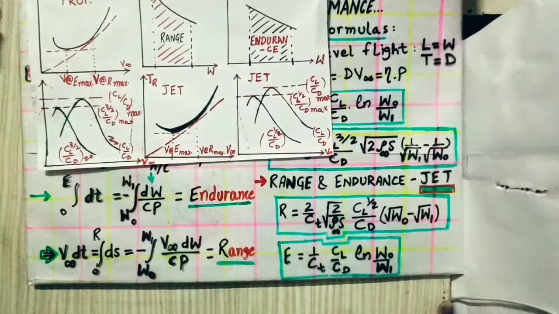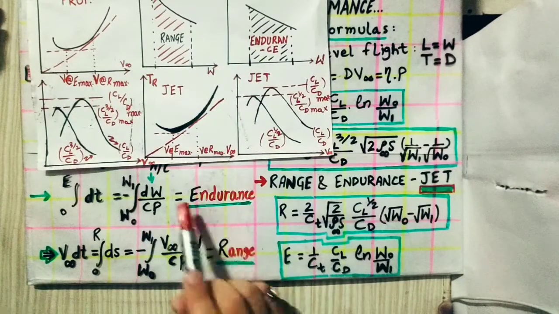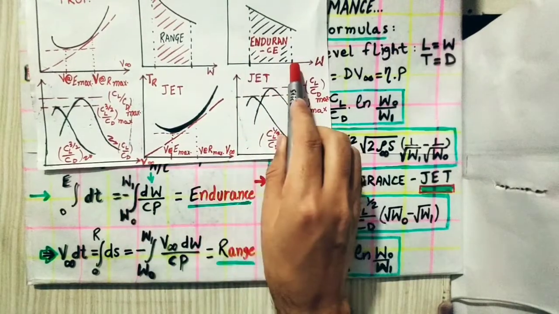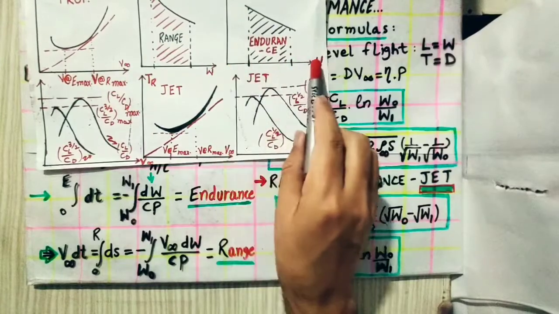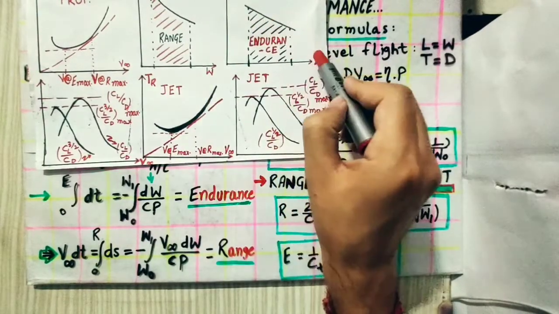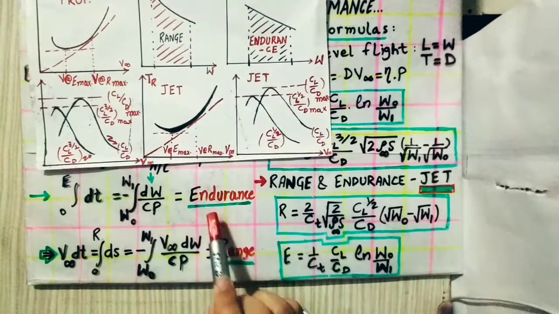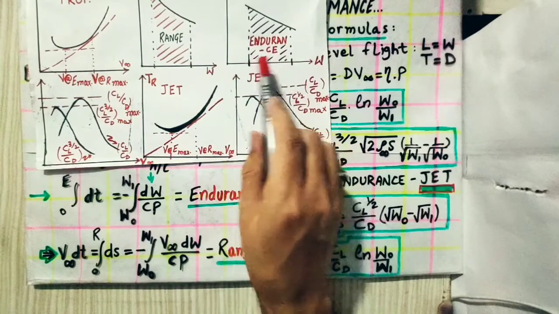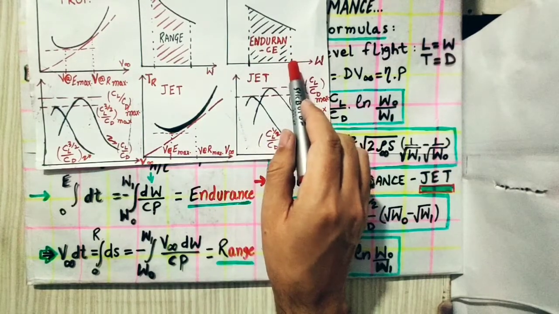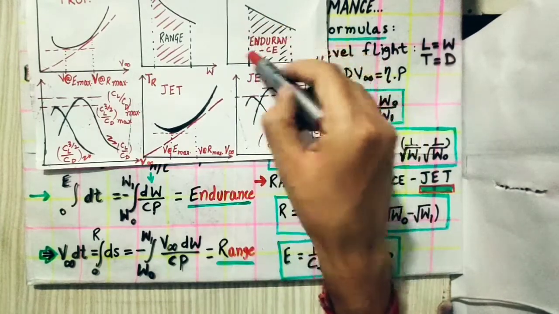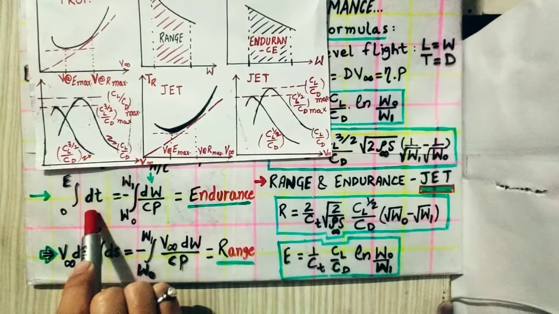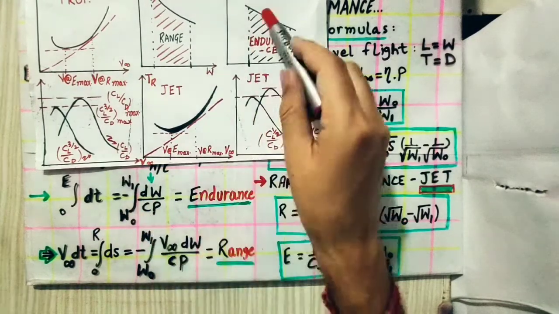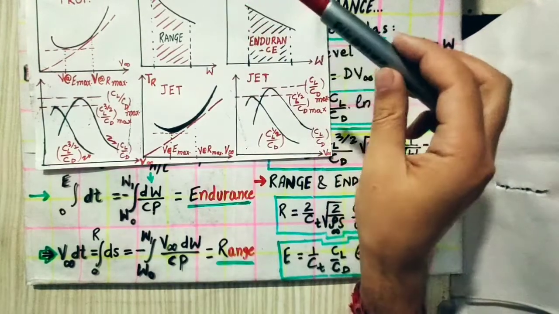From the formula of range and endurance, we know that endurance is dW by cP. For an initial weight W0 and final weight W1, the aircraft weight decreases over a period of time, and the instantaneous weight multiplied by 1 by cP will give us the endurance over that period. It will be for the initial and final weight of the aircraft when the whole weight of the fuel is consumed. The endurance will then be the area under this curve, because upon integrating dt, a time interval, and integrating this dW by cP, we get the endurance, or the maximum time it will fly in the air.